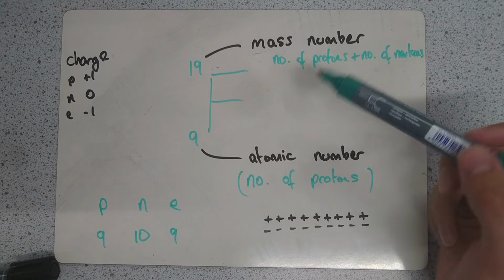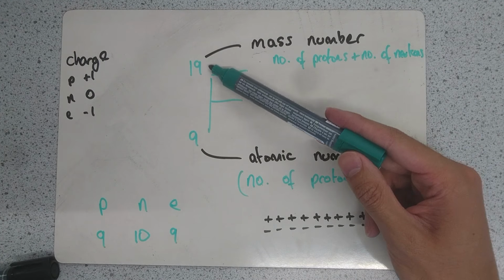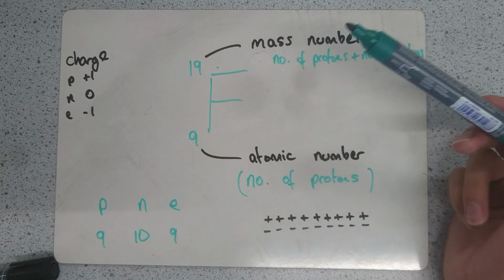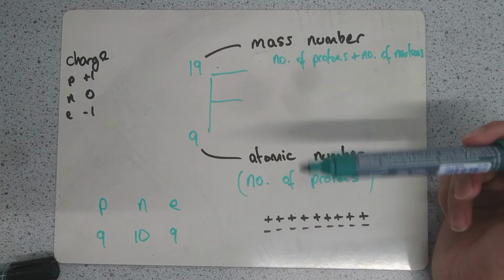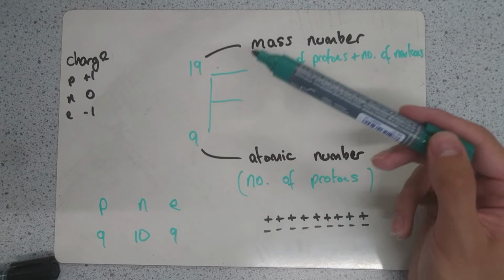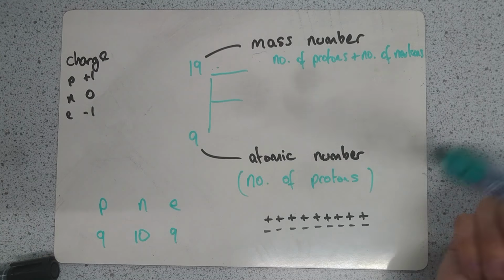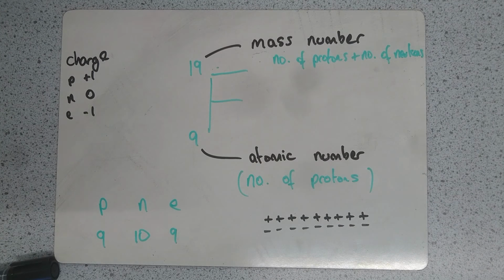So this is, from looking at this fluorine, we're looking at the atomic number, the mass number, and the charge. All atoms have 0 charge, and we'll have a look at another atom in just a sec. We can work out from that information how many protons, neutrons, and electrons there are.